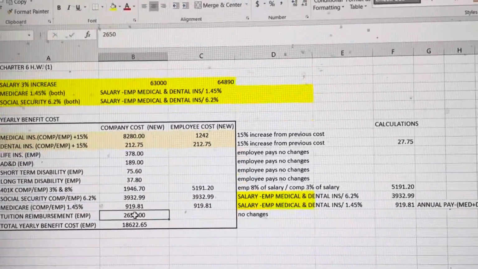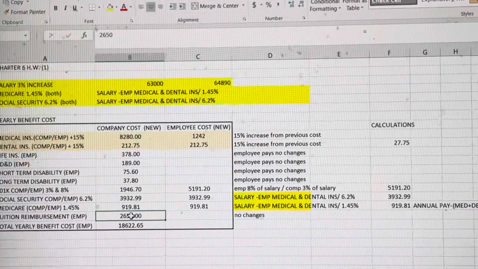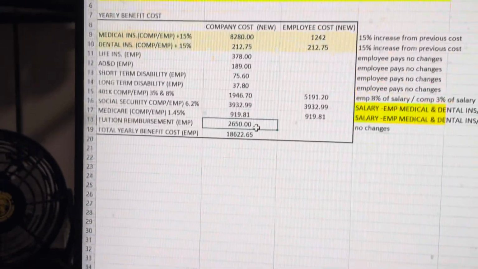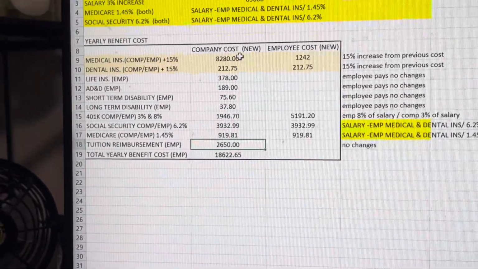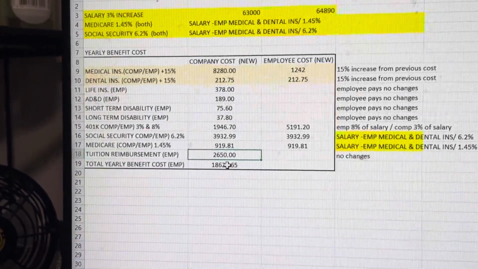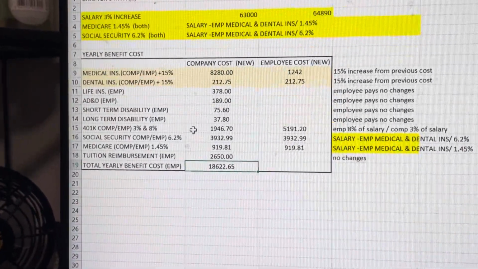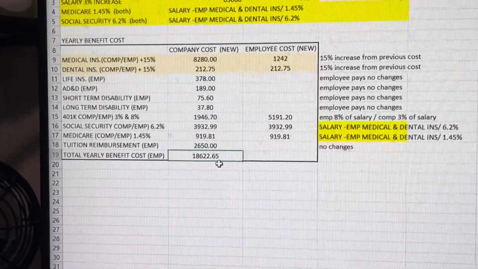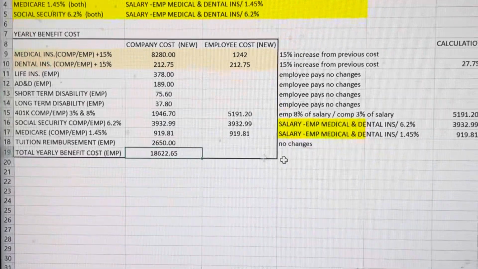For the tuition reimbursement, we just copy it from the previous amount, 2,650, and we just plug it in because there's no changes. So the total cost for the company, this is the new amount, $18,622.65, and so you just total that one.